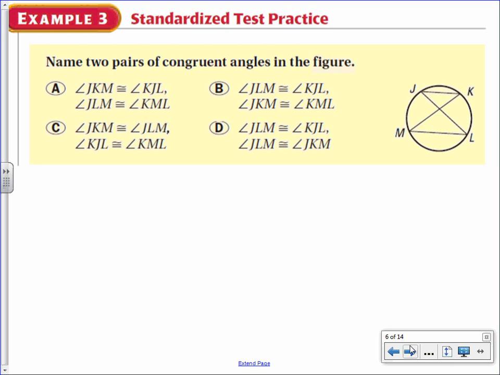Right, so name two pairs of congruent angles in the figure. There's actually lots of options here. So let's just say we concentrate on this arc over here. We know this angle is the same as this one, so angle J and angle M would be the same. We could turn this problem around and go from the opposite side. Now let's go from this arc. The two angles that I see that make up this arc are angle K and angle L. So that would be another pair of angles that would be the same.